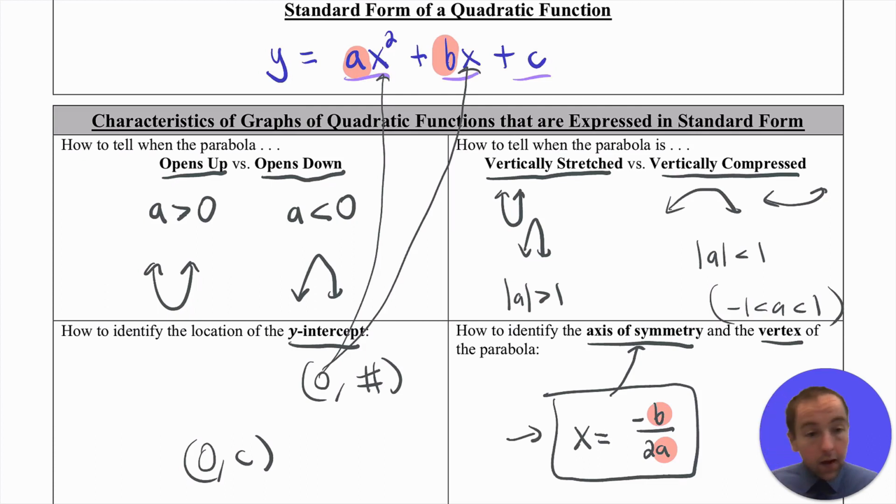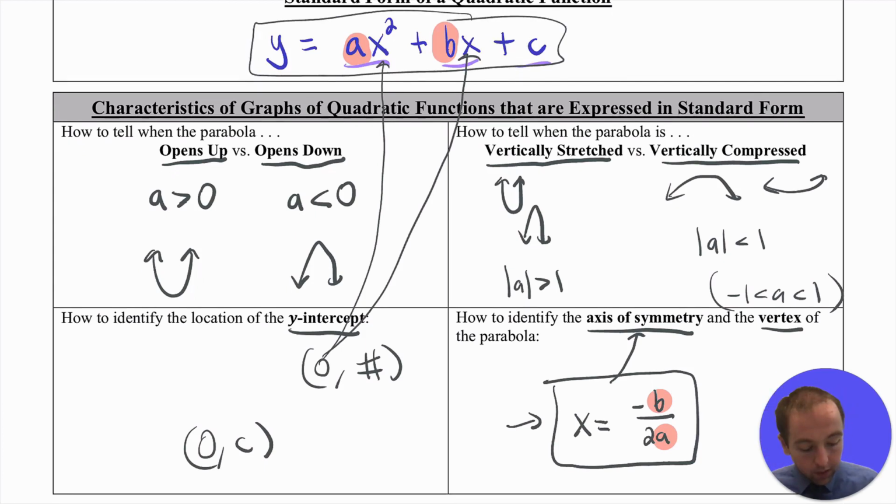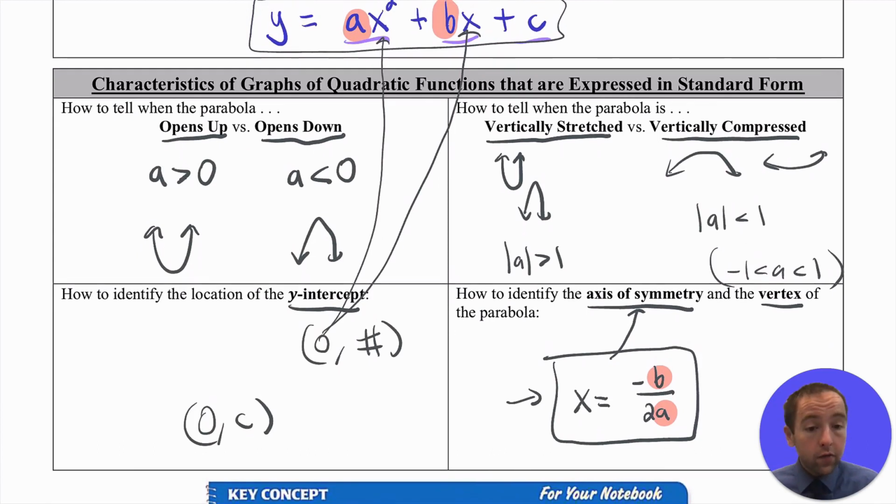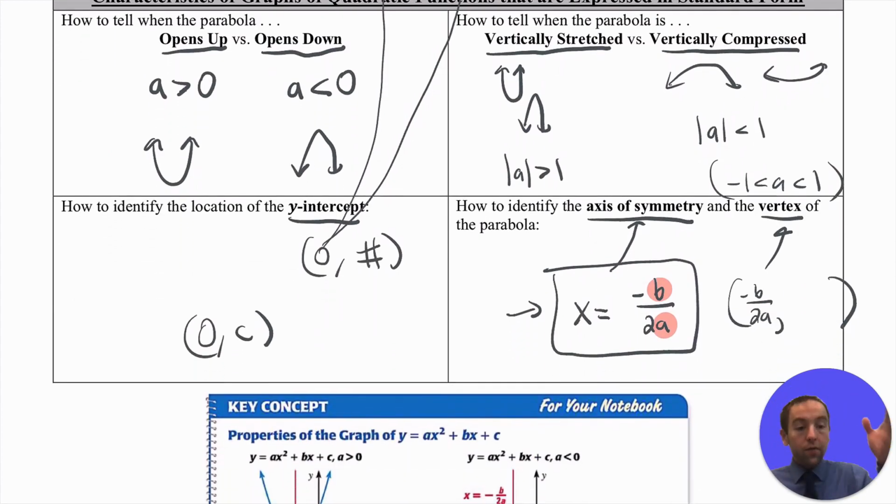Now, this is something that is unique to when it's in standard form. So we don't use -b over 2a when your equation is in vertex form or in other forms. It's specific to standard form. So then to identify the vertex from there, it turns out that the vertex is going to have the same x-coordinate as the axis of symmetry, of course, because we know that the vertex is right on the axis of symmetry. And so then to determine the y value of where the vertex is, you can just plug in whatever -b over 2a is as a number into the equation and determine that.